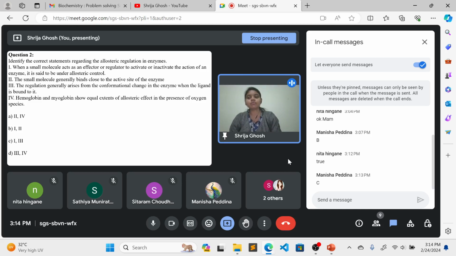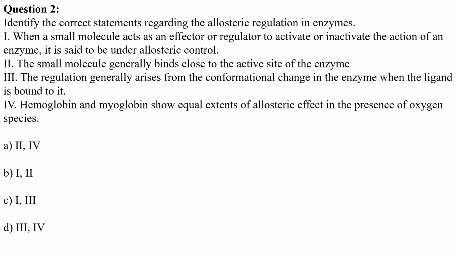Okay, and fourth is, hemoglobin and myoglobin show equal extents of allosteric effect. So this is a wrong statement, because hemoglobin shows allosteric effect but myoglobin does not. Hemoglobin is a 4 subunit protein, so it actually shows allosteric effect with oxygen, a small molecule, but myoglobin does not. So option C is the correct answer. First and third statements are correct. Okay, so Manisha, you were right.